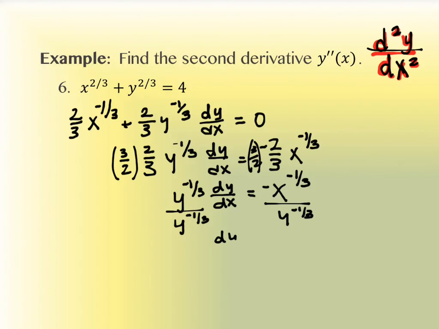So dy dx will equal negative of this. And if you don't like the negative exponents, if you don't find those especially friendly, you can switch them, and you could write this as y to the 1/3 over x to the 1/3. Remember, that's a property of exponents. Or you could even write this as negative y over x, all to the 1/3.